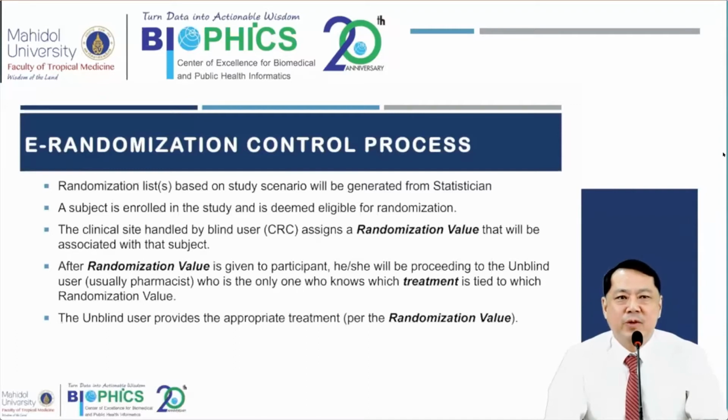Once the randomization value has been given to the participant, he or she will proceed to the unblind user, who is normally the pharmacist. He or she is the only one who knows the code, which is tied to the randomization value. Finally, the unblind user will give the treatment to the patient or subject based on that randomization value. That's the definition of the control process.